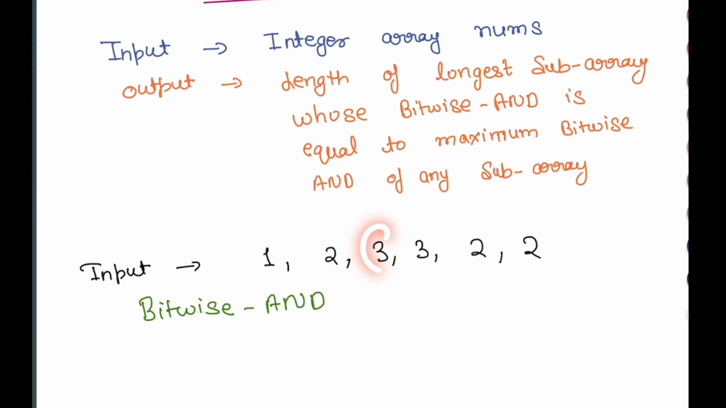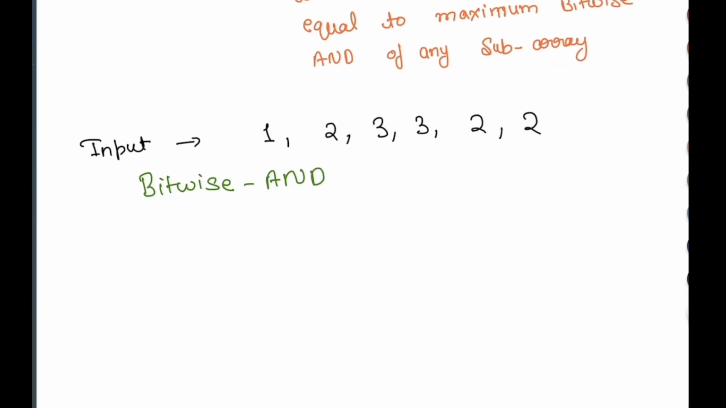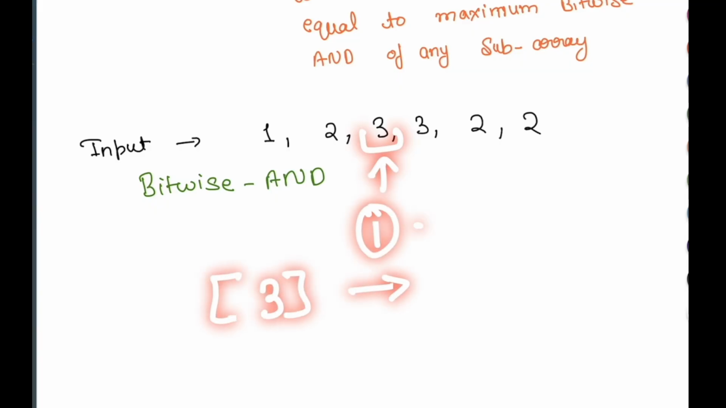Because if this is my maximum element, let us say 3 is my maximum element, then you can say this is my subarray of just one element. This is a subarray with one element, right? It is a valid subarray. If your subarray has just one element, then the bitwise AND will be equal to 3. It will be equal to the number itself.